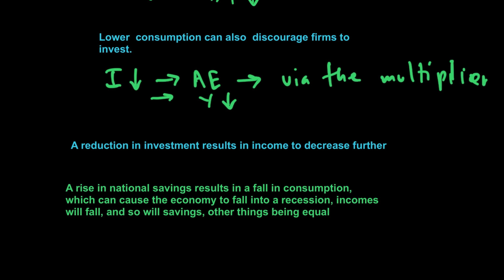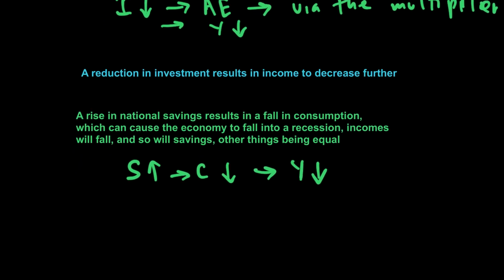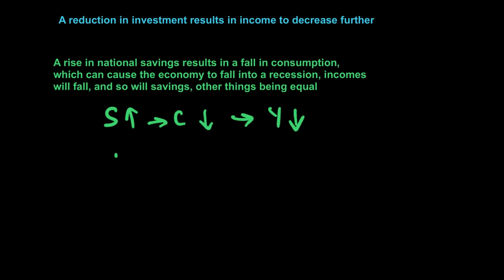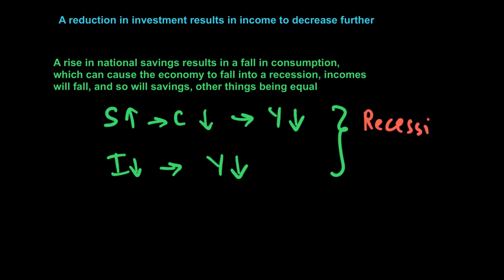So what we say basically is this: when saving first goes up, consumption falls, which makes the GDP fall, and then investment goes down because firms are finding demand to go down, which further causes Y to go down. And this all means the economy will fall into what we call a recession.